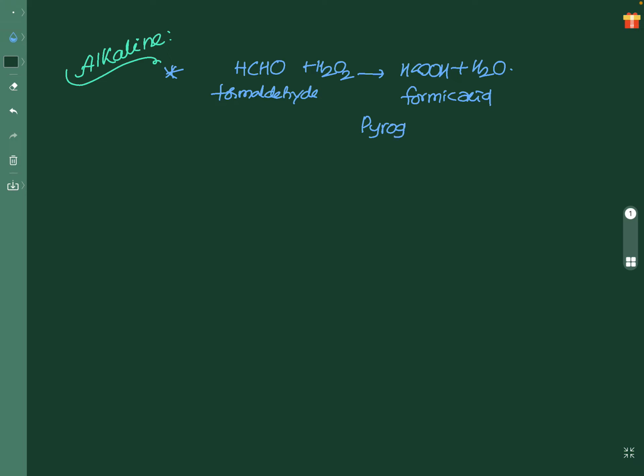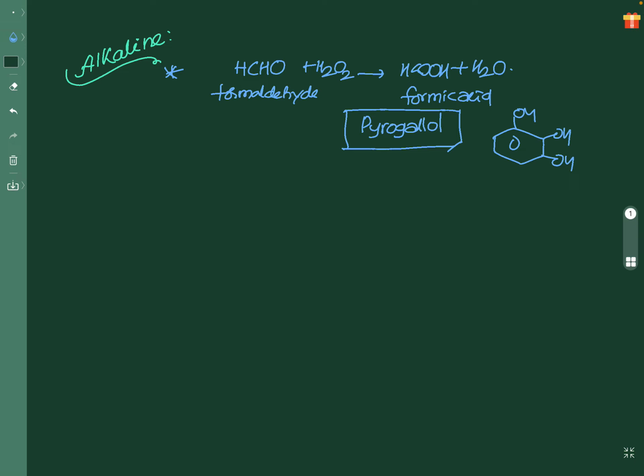I think you remember what pyrogallol is. Pyrogallol we discussed in the hydrogen and its compounds lesson. Pyrogallol is particularly used to absorb excess oxygen. Okay, and this we discussed in the noble gases lesson also. 1, 2, 3 trihydroxybenzene is pyrogallol: OH, OH, OH. This is pyrogallol. In the phenols lesson also you can see the structure. Pyrogallol, 1, 2, 3 trihydroxybenzene.